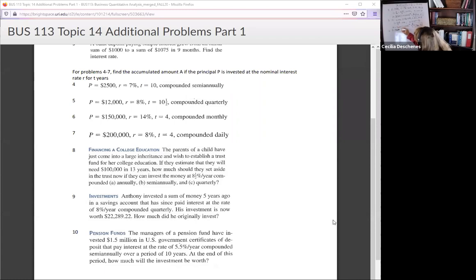And the rate is 14% or 0.14. The time is 4 years. And the compounding is done monthly. So that tells me that the M is equal to 12. All right.